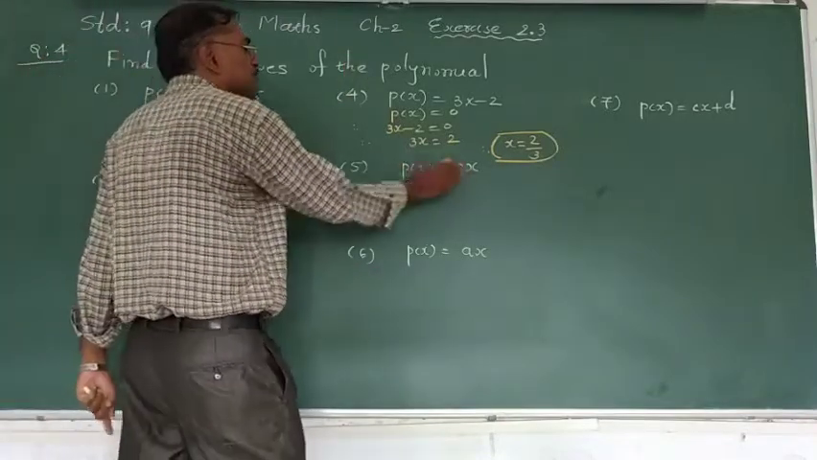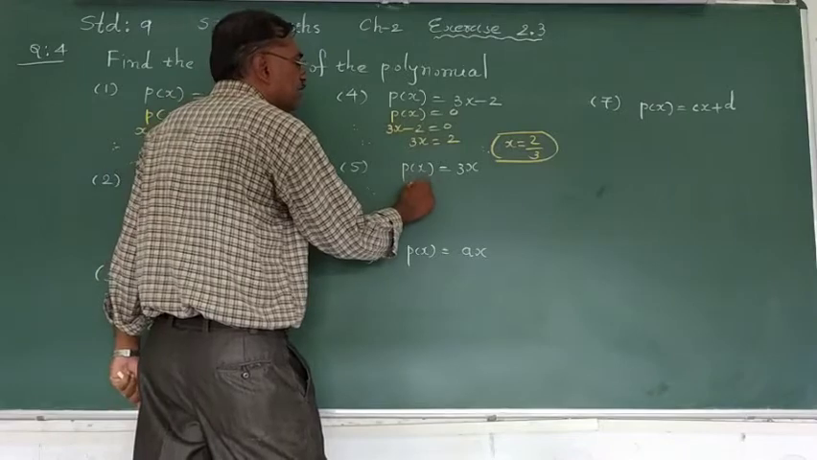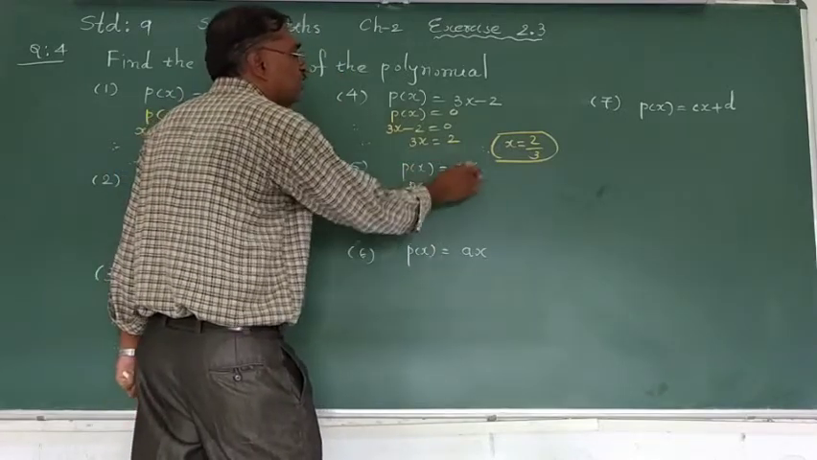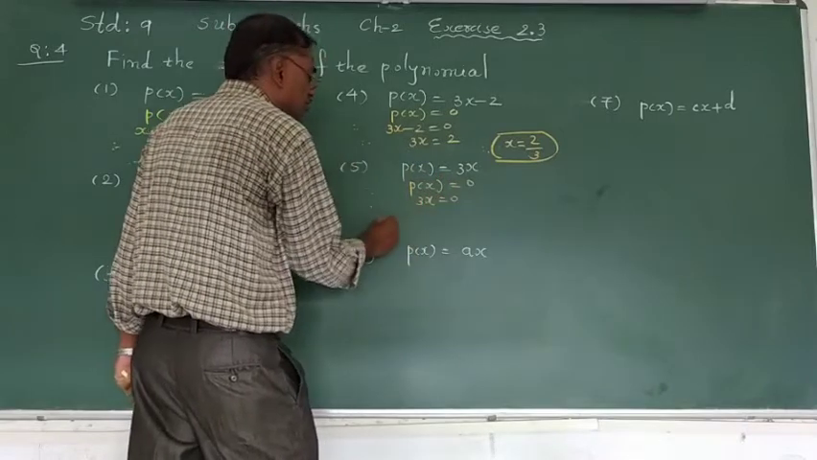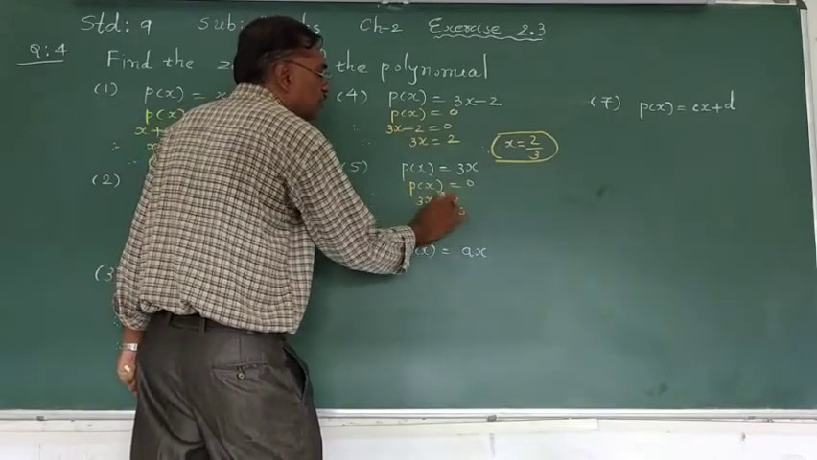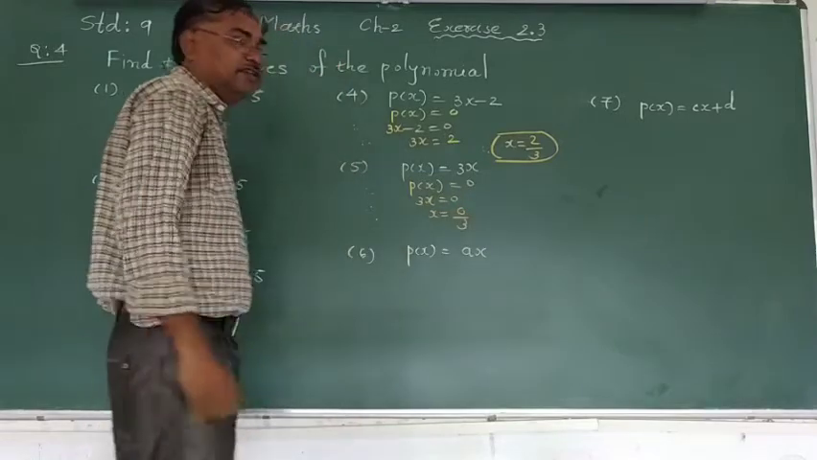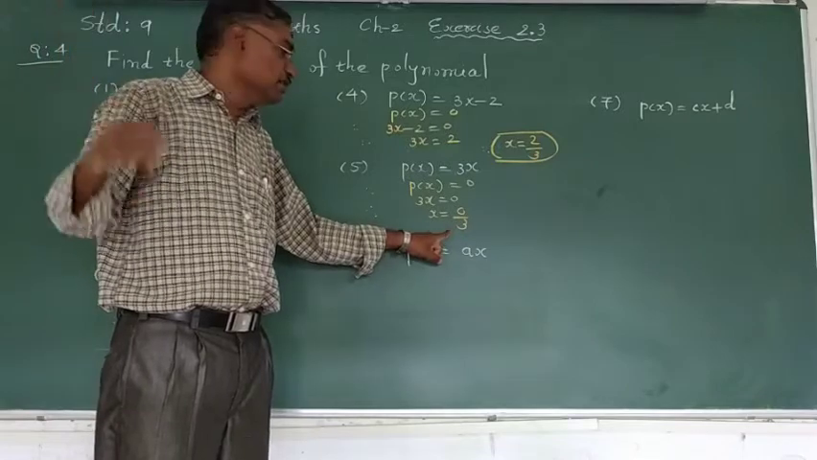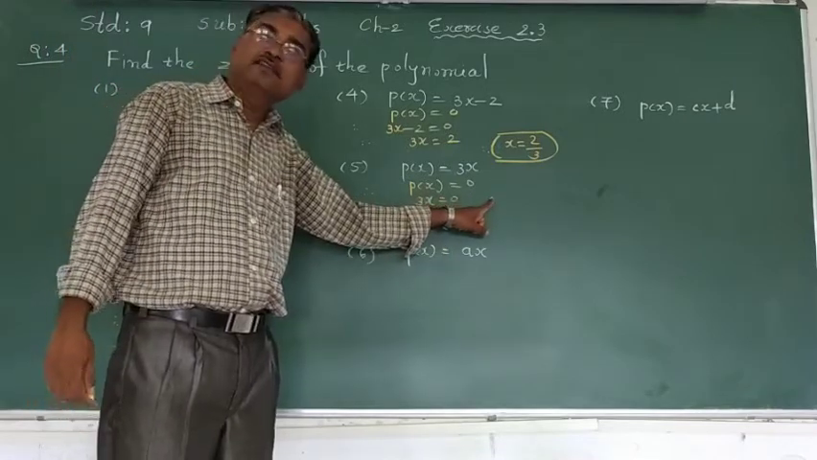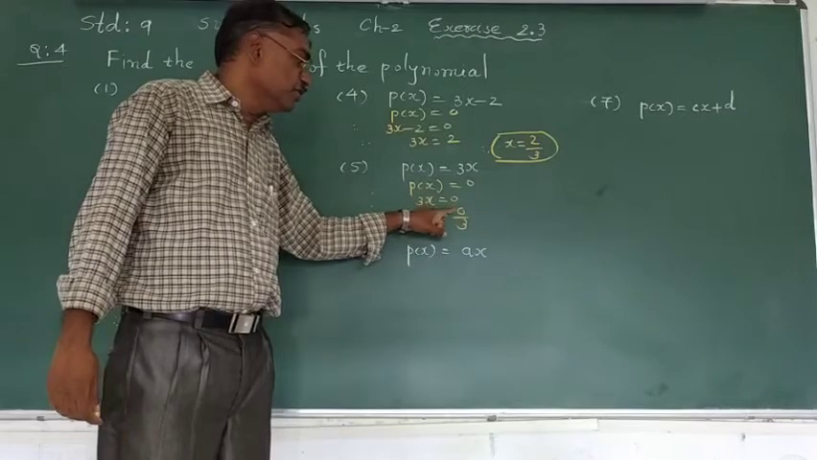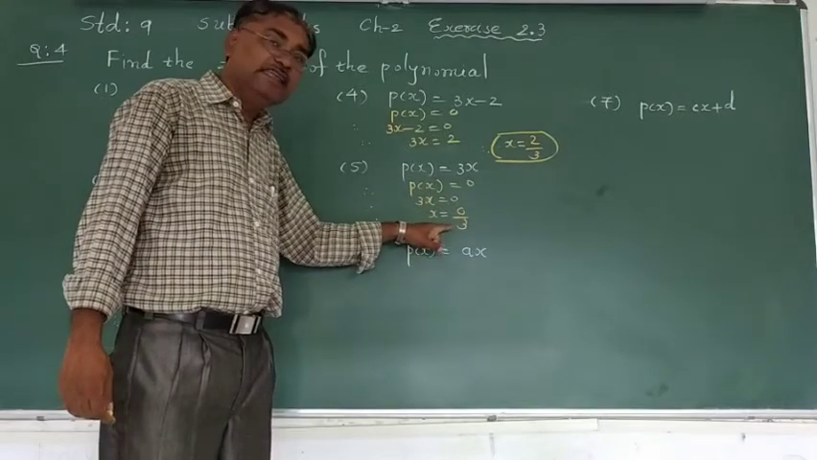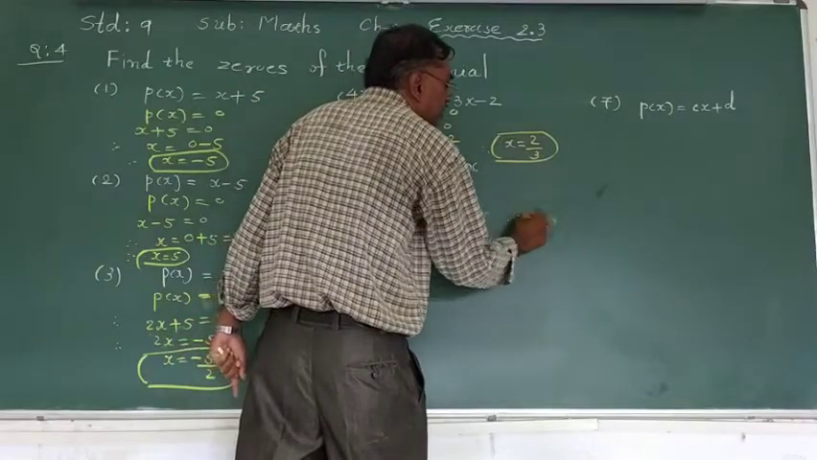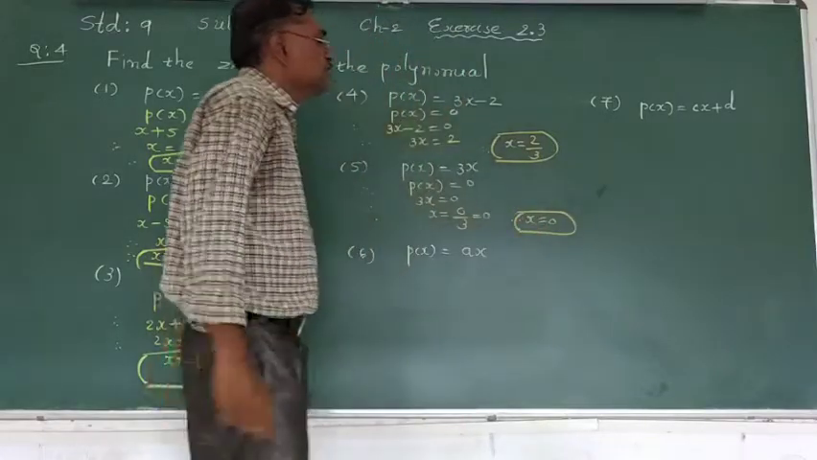Now here p(x) equal to 3x. Therefore, first write p(x) equal to 0, so 3x equal to 0. Therefore, x equal to 0 divided by 3. Now here is a big confusion: lots of students write 0 upon 3 as 3. But remember that 0 divided by any number will be 0. Therefore, x equal to 0.